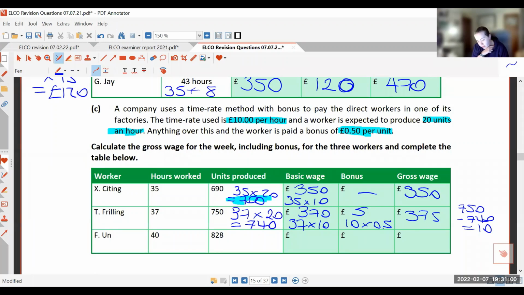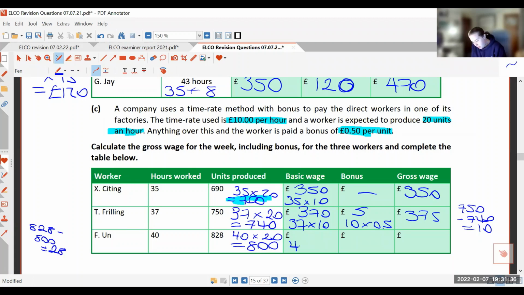For our final one, F-un or fun, they have worked 40 hours, so they've done even more. And they're still required to do 20 units per hour. So my calculation, that should be 800 units overall. They've done 828, so they're going to be getting a bonus for those extra units. They've done 28 extra. Okay. So we'll remember that for later.